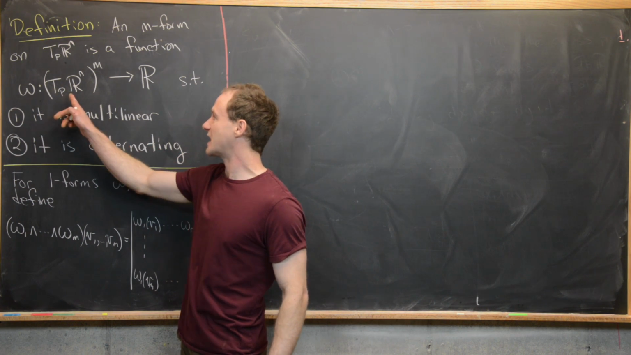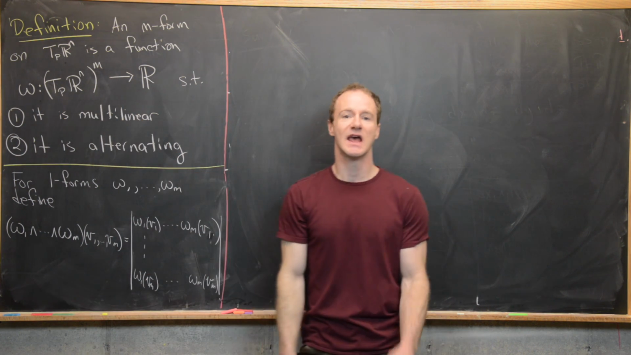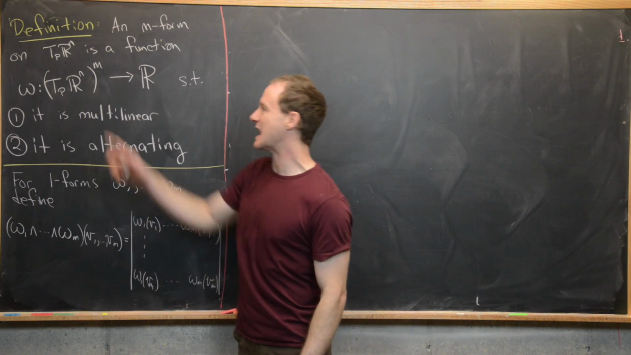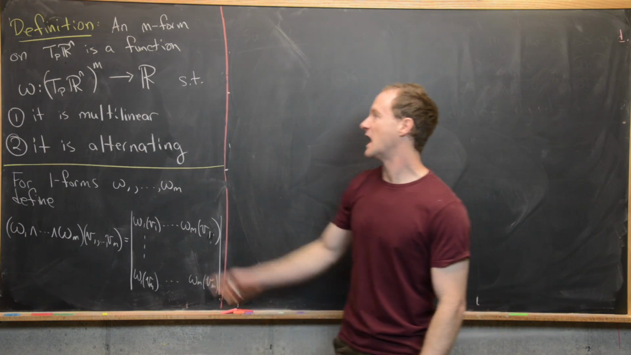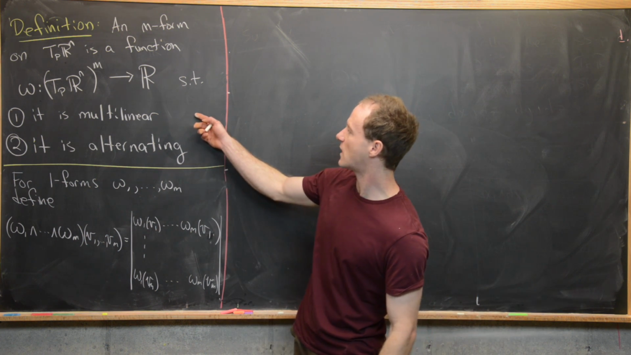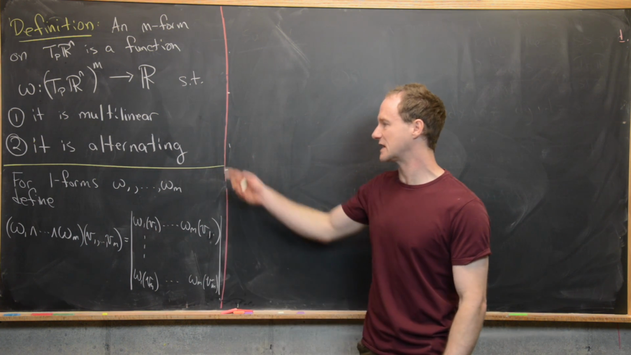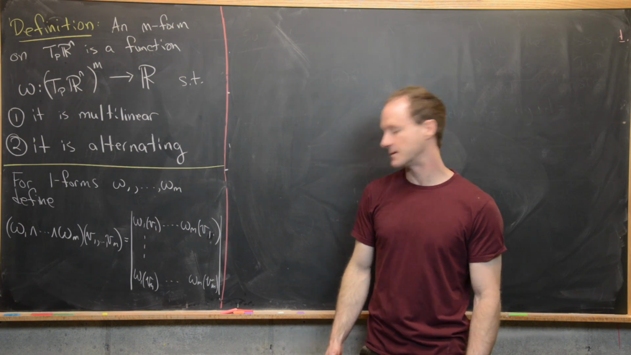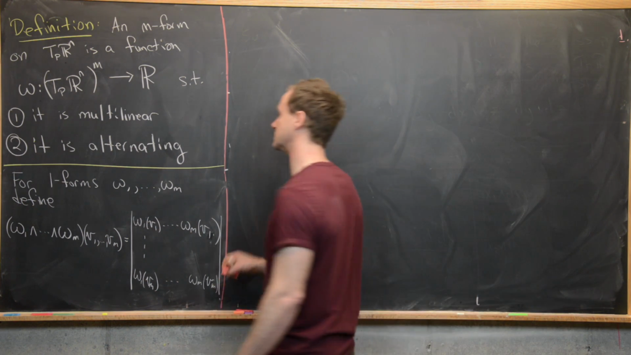And so that function has M inputs, and each input is an n-dimensional vector, and its output is a real number. And then it has to have the two following properties. So it needs to be multilinear and it needs to be alternating. So let's see what those two properties mean.